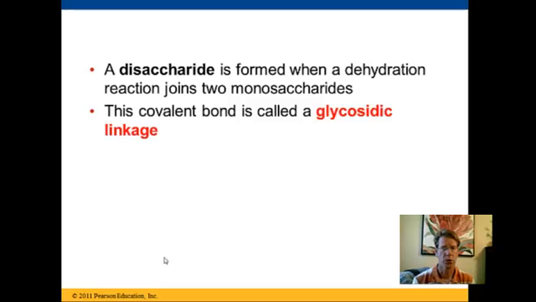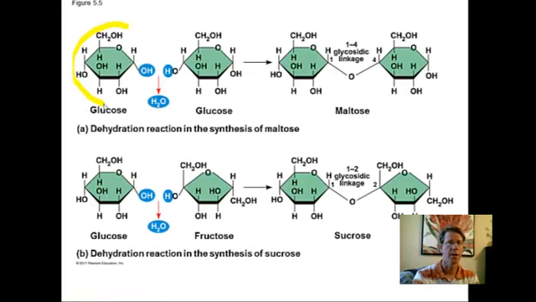Disaccharides are when we take two monomers, two monosaccharides, and link them together. The covalent bond that we're using for this linking is called a glycosidic linkage. We have a monosaccharide, glucose, that we want to link to another monosaccharide, glucose. And it doesn't have to be glucose, it could be fructose, galactose, all kinds of different monomers.